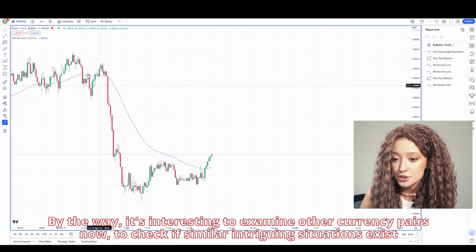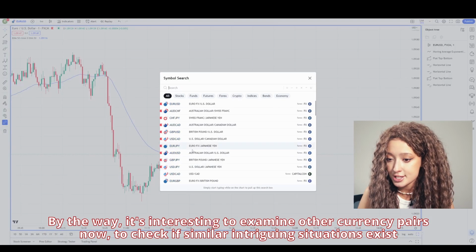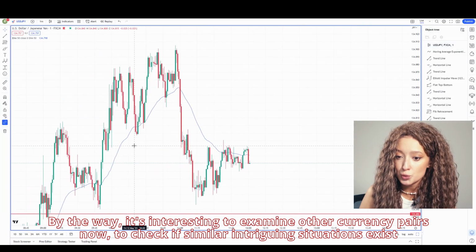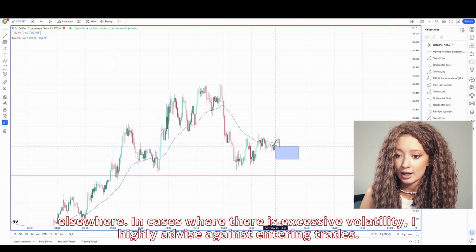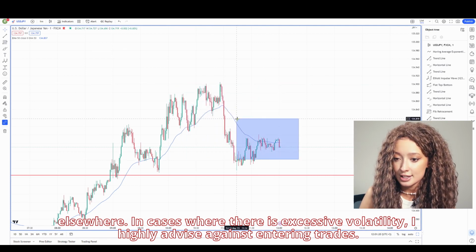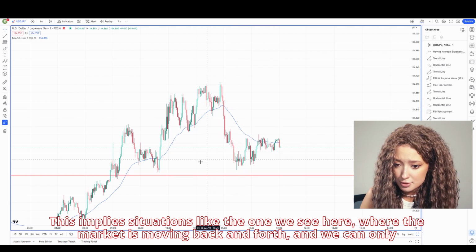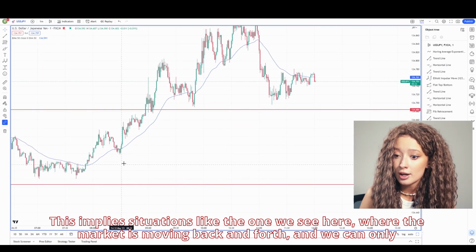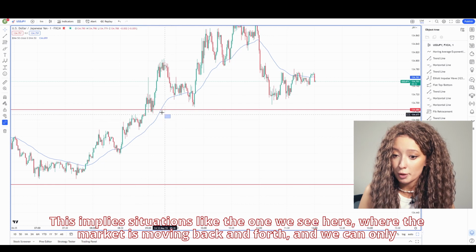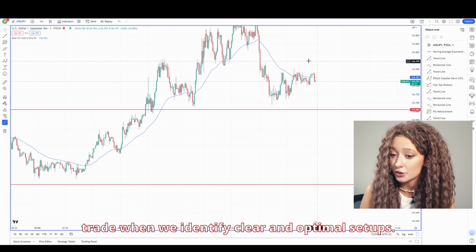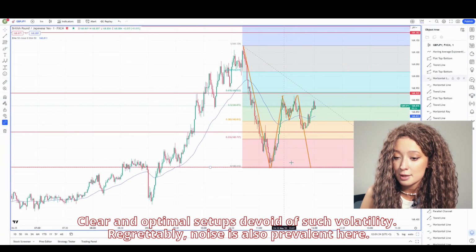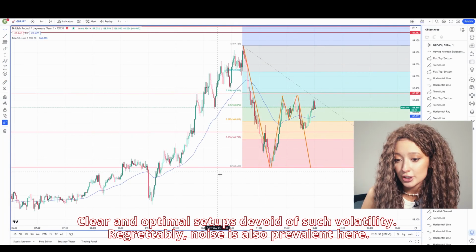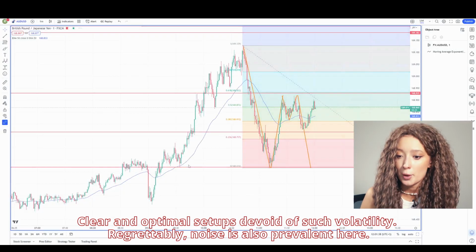By the way, it's interesting to examine the other currency pairs now to check if a similar intriguing situation exists elsewhere, and cases where there is extensive volatility and entering trades is highly inadvisable. This emphasizes situations like the one we see here, where the market is moving back and forth and we can only trade when the setups are clear and optimal, devoid of such volatility. Relatively, noise is also prevalent here.